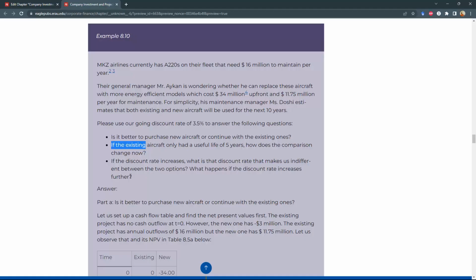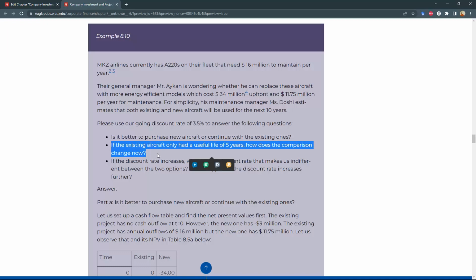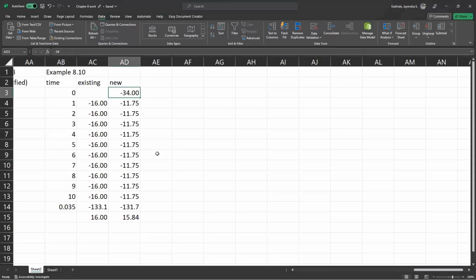Now in the second part, if the existing aircraft only had a useful life of 5 years, how does this comparison change? Well, we have to remove the next 5 cash outflows. And so what happens now is, we can see the net present value has gone down, well, become less negative as compared to this. In other words, the new project becomes more expensive, but there is no ground to compare like this, because the lives of these projects are different. So the equivalent annual cost with the existing project is still 16 million, because we're spending 16 million per year, and that with the new project is less at $15.84 million.